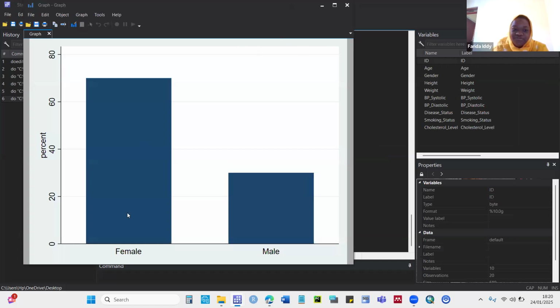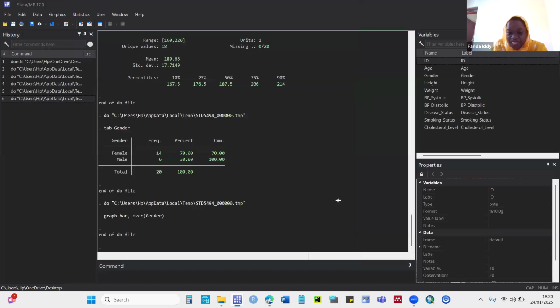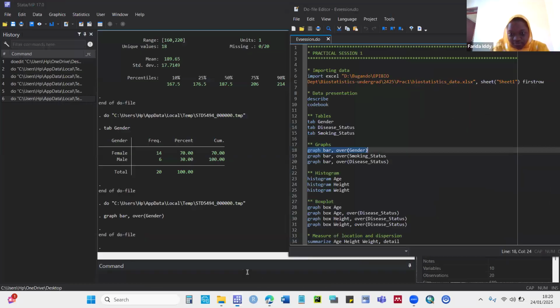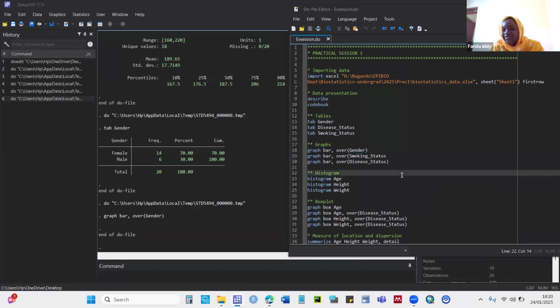This one. So we have females, and here are the percentages for these groups. We have females and males, and you can see females are 70% and males are 30%. But the bar graph is used for categorical variables.